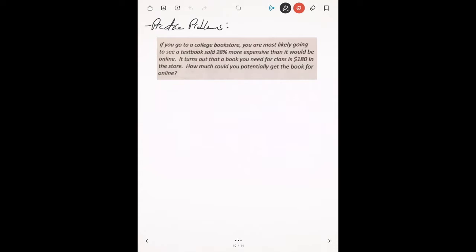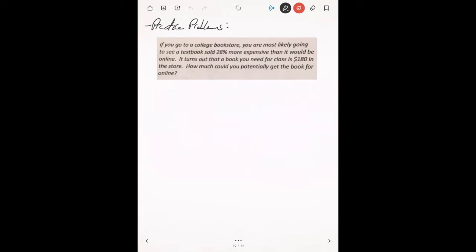If you go to a college bookstore, you are most likely going to see a textbook that you need for class sold 28% more expensive than it will be if you purchased it online. So the typical national standard is that what you find at the bookstore is going to be about 28% more expensive than if you bought the book online. So you find your textbook at the bookstore for $180, and you want to figure out how much you could potentially get it for online.